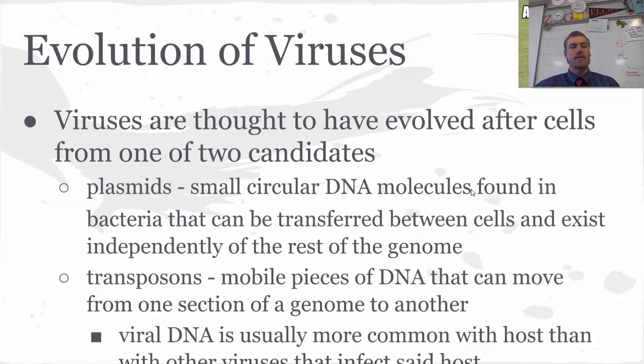Now, how have viruses evolved? Because they're kind of a weird thing. They're in this semi-living state. And they're thought to have evolved from either of two things after cells. So cells evolved first and then viruses. They could have evolved from plasmids, which are small circular DNA molecules found in bacteria. And these plasmids can be transmitted between bacterial cells, and they exist independently of the rest of the genome.